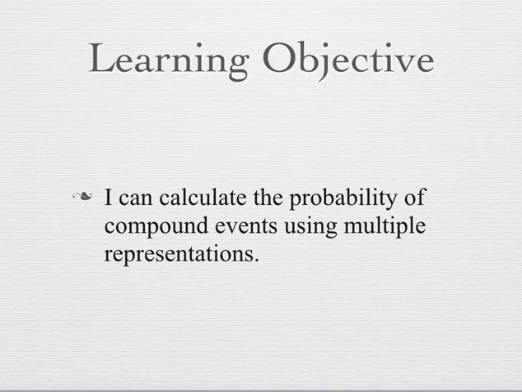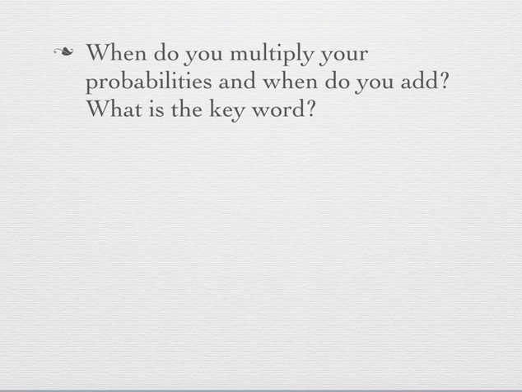Our learning objective for today is I can calculate the probability of compound events using multiple representations. Let's start from here. When do you multiply your probabilities and when do you add? What is the keyword? In the last video, I discussed how we are going to identify the three types of compound probability events.